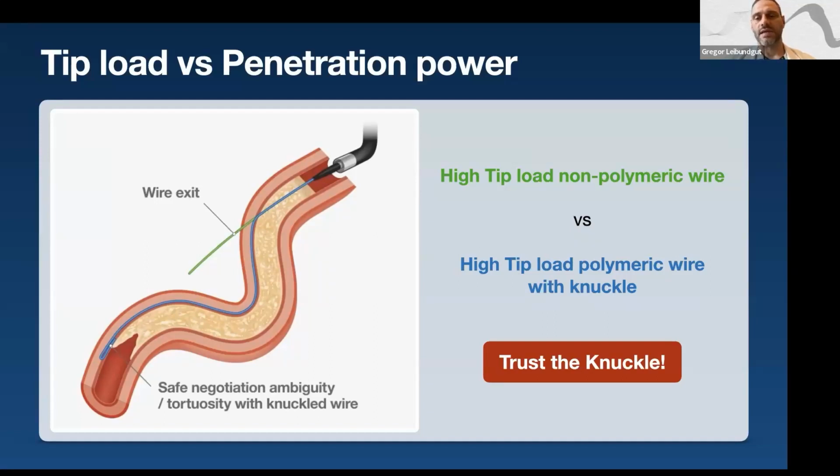On top of that, we have the polymeric coating, which makes the wire also slippery and less rigid and more likely to stay in the architecture. As outlined here, where you have a green wire with a high tip load, non-polymeric, that would just go straight in your first bend. Imagine the proximal RCA, whereas we have a polymeric wire with a knuckle that follows nicely the vessel path. And some quote also here, this is from Bill Lombardi.